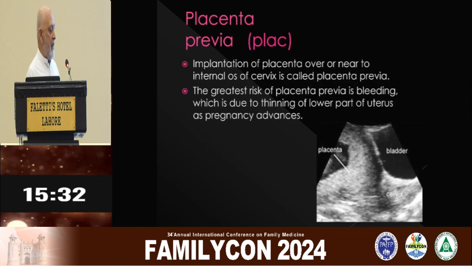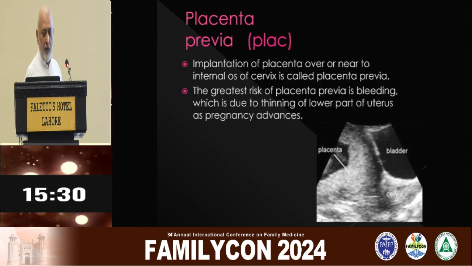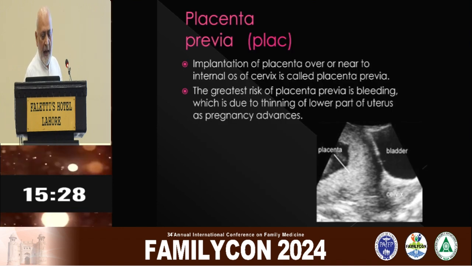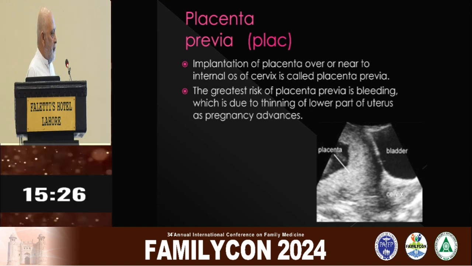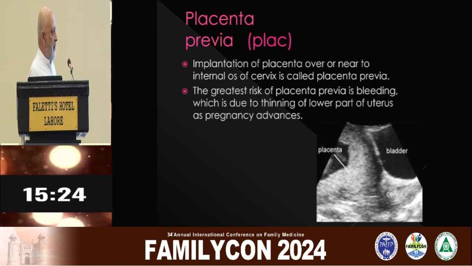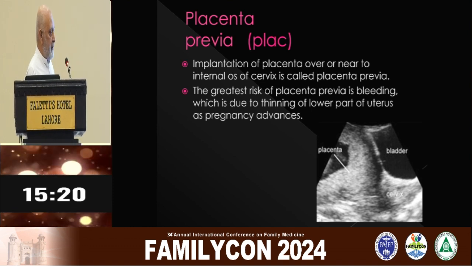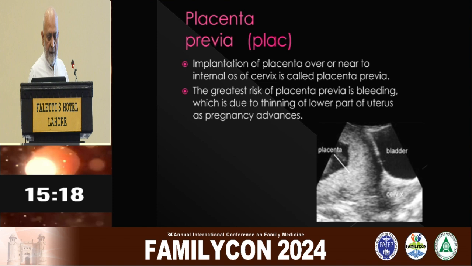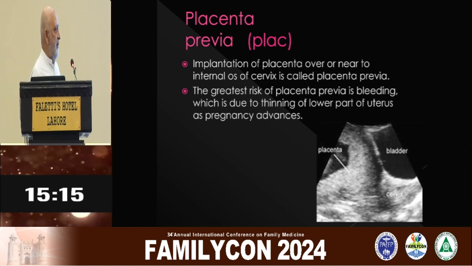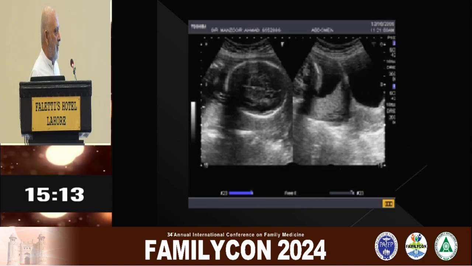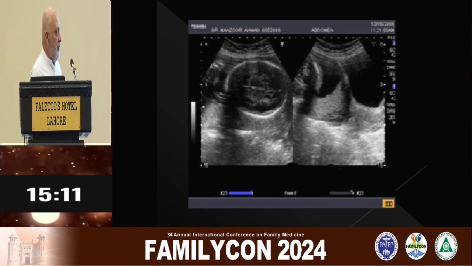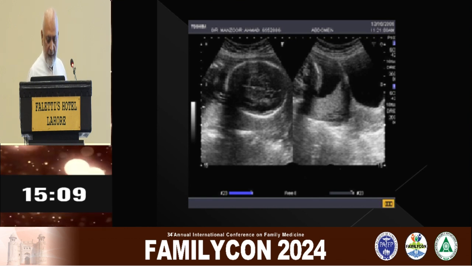Placenta previa is the implantation of the placenta over or near to the internal os, and there is bleeding because of thinning of the myometrium. Here the placenta lines the lower uterine segment, and this is the central or type 4 placenta previa. And here the placenta is coming from the posterior aspect, covering the os, type 3 or marginal placenta previa.